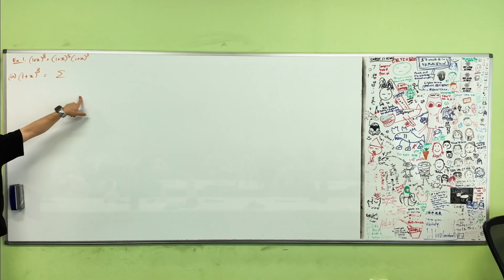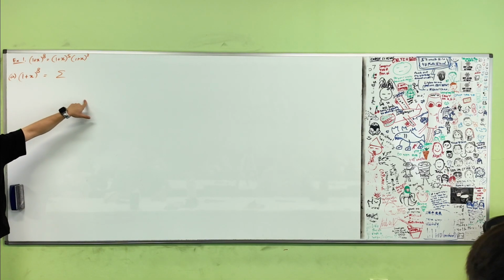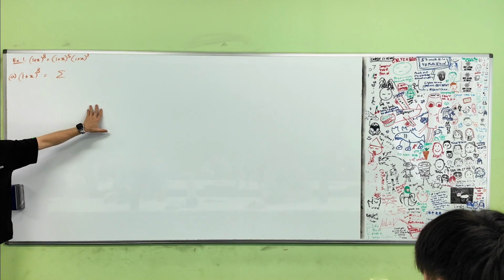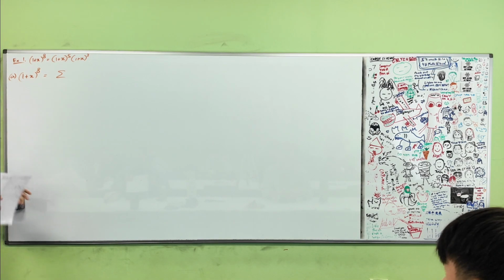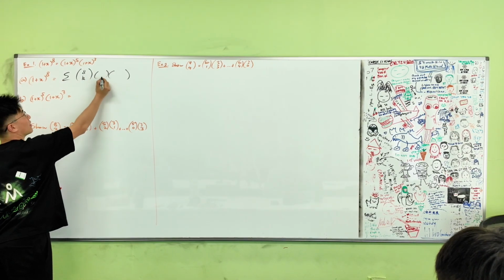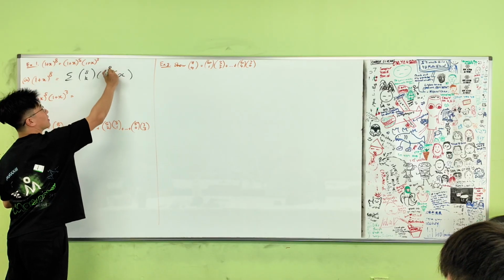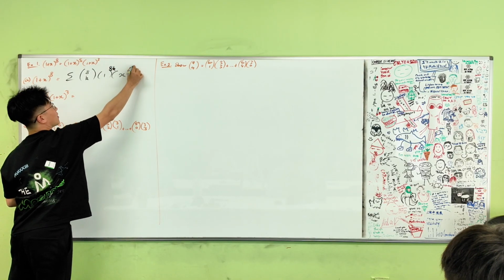Does this symbol look familiar to you guys? Yeah? Sigma notation. Sigma notation is where it's like a sum. You add them up together, yeah? Yeah. 1 to the power of minus k. And then to the power of k.